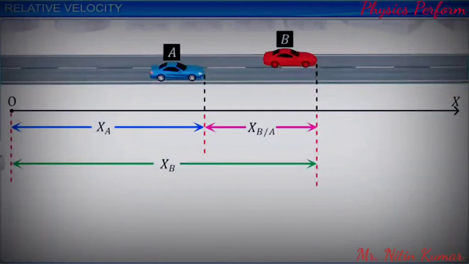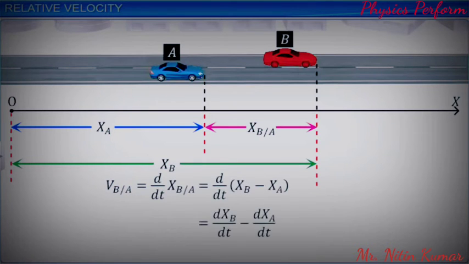Differentiating relative distance xB/A with respect to time, we get relative velocity, which is denoted by vB/A. By differentiating, we get vB/A is equal to vB minus vA.